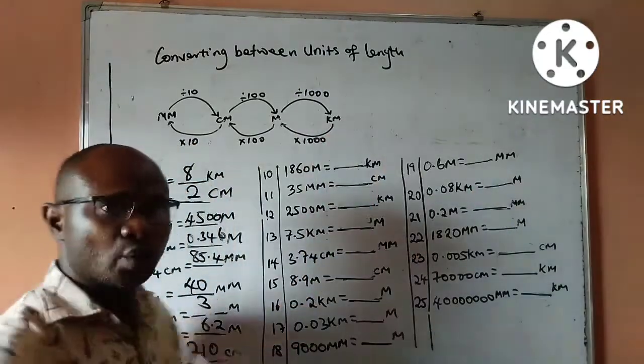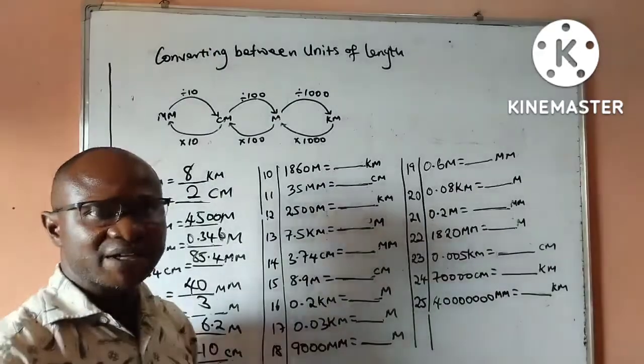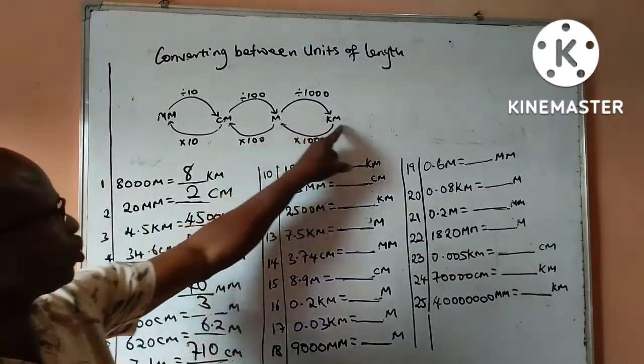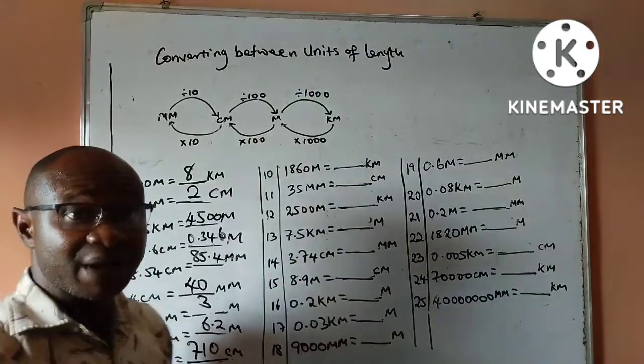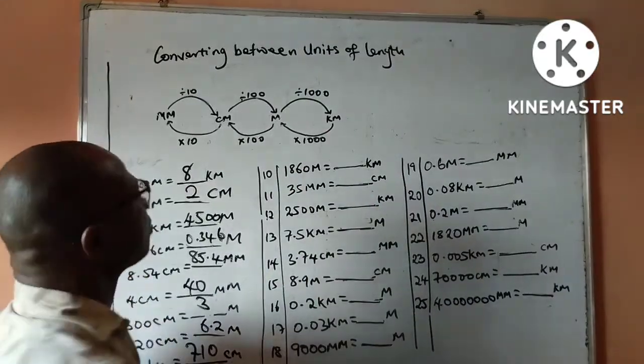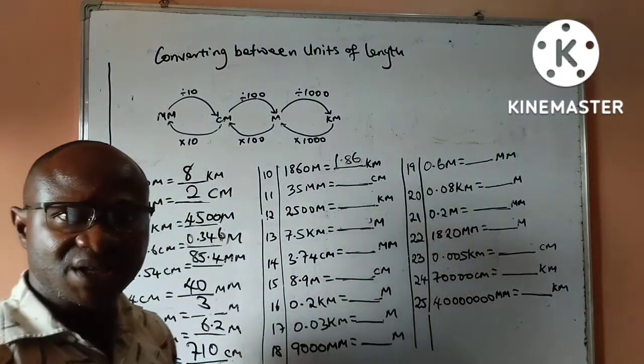So, number 10, we do it together. 1,860 meters. I want to convert it to kilometers. Look at my meters. I want to go to kilometers. You know, I will divide by 1000. Divide your own in your mind. Don't use calculator. Don't use your phone calculator. What is your answer? Mine is 1.86. That is my answer.